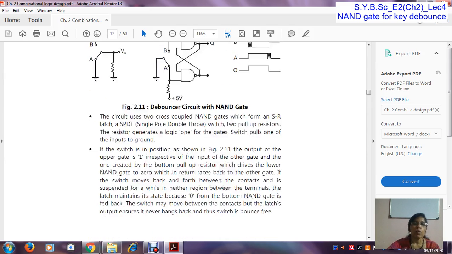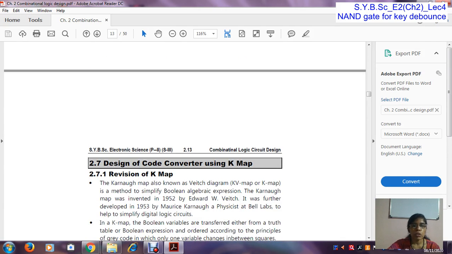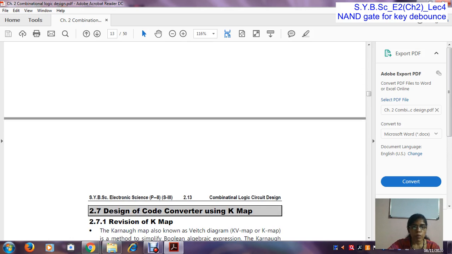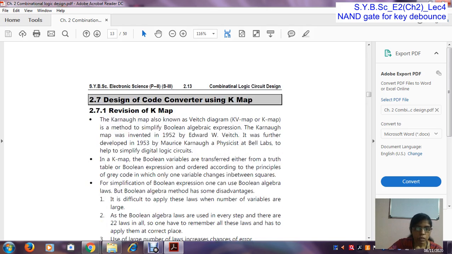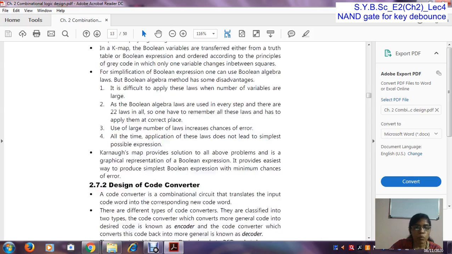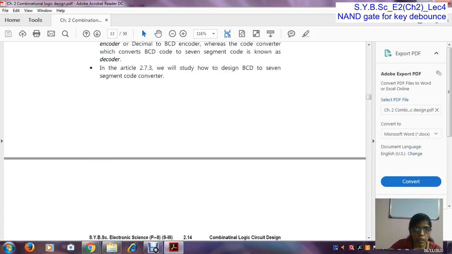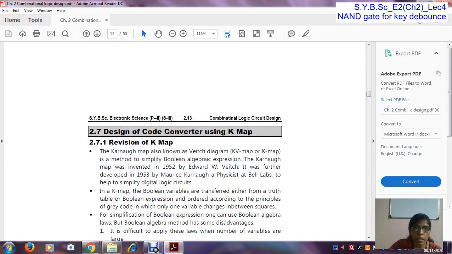Okay, so now we will stop here. In the next lecture, we will see the revision of K-map. So before going to the K-map, just go through your last year K-map chapter. Just revise the K-map, what the K-map is and how we define the cells in the K-map. Then we will start the new topic.